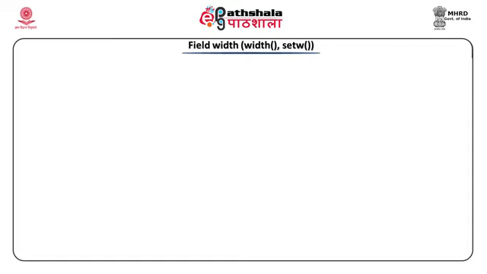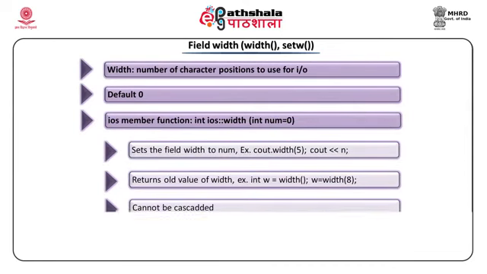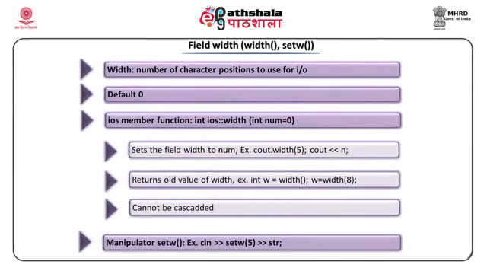First of all, we will see width, specifying how many characters, how many positions we want to use for input or output of the data item.